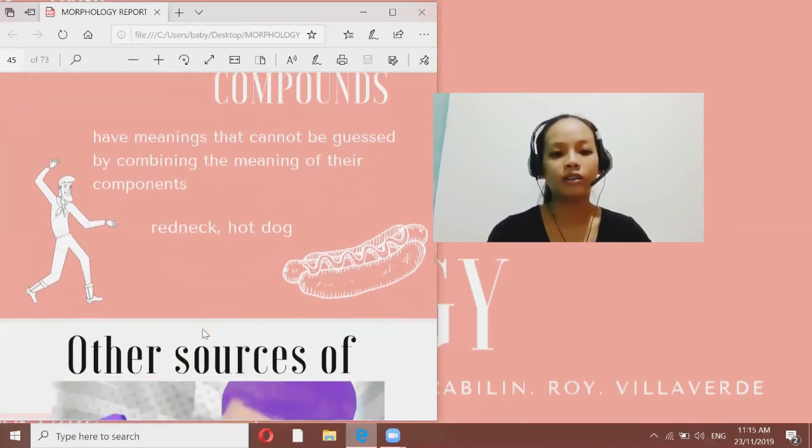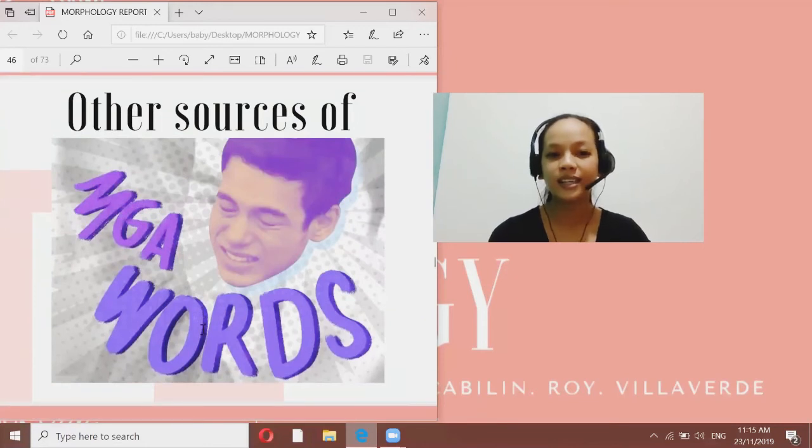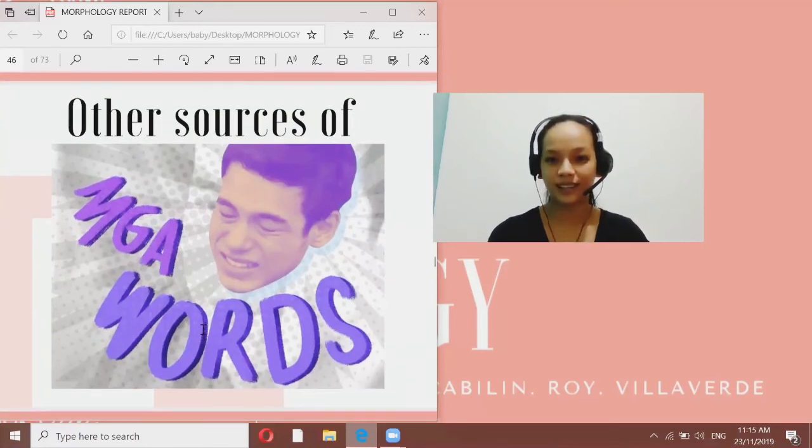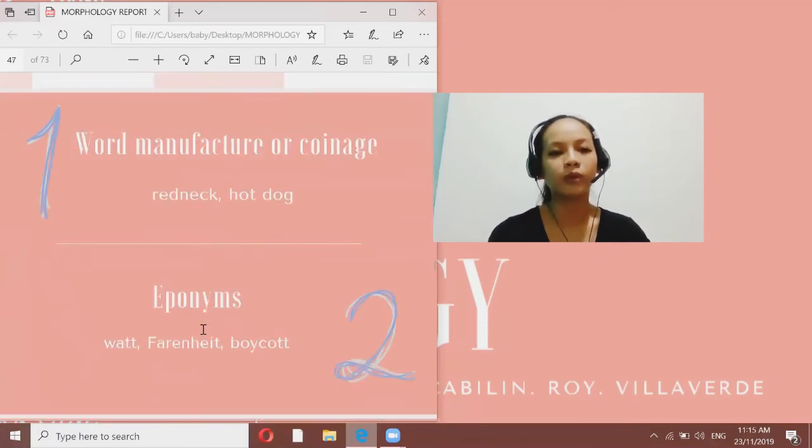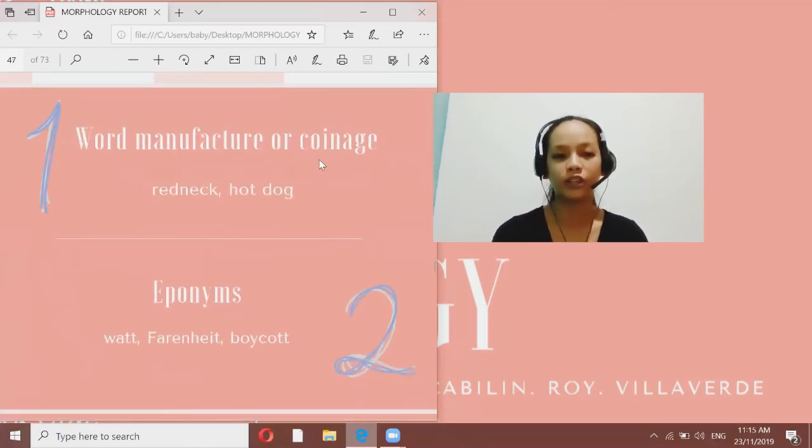Now, aside from compounding, we have other sources of words. Number one, word manufacture or coinage. When we say word manufacture or coinage, these are the words that are invented either deliberately or accidentally. Mostly, there's no basis for the formation of these words, such as, again, redneck, hot dog, and even the word escalator. You just deliberately make up the word.